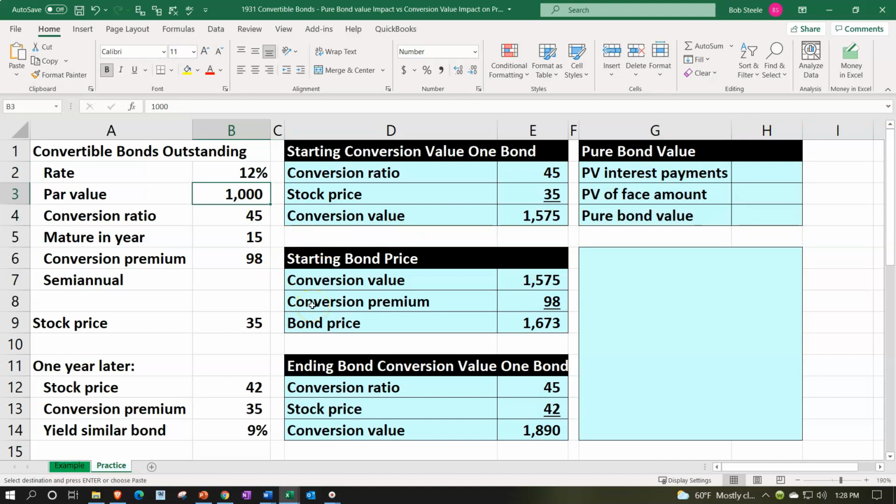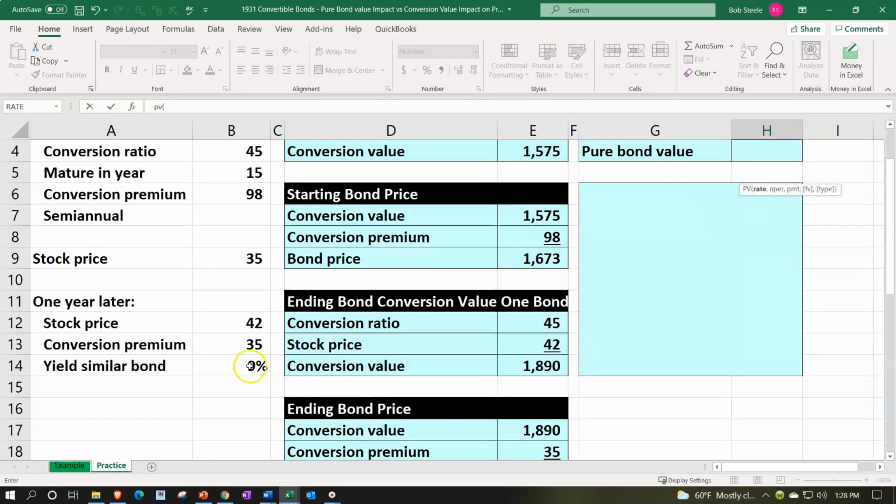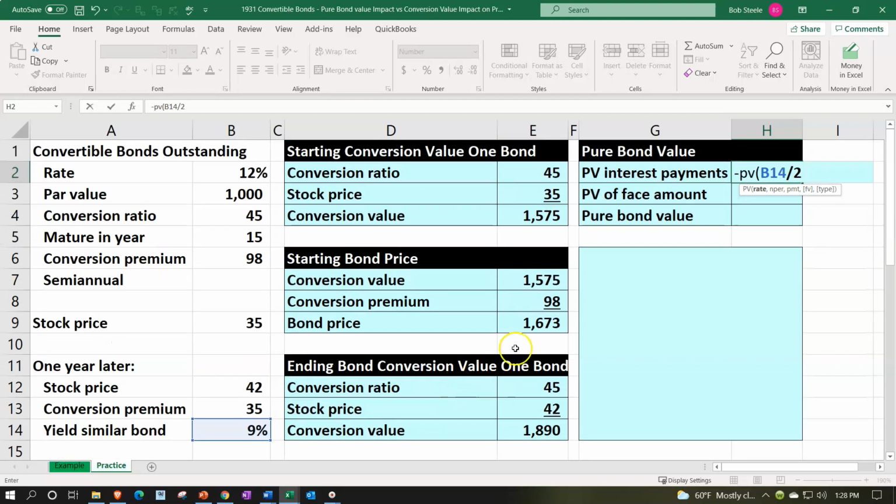Now we're going to do this fairly quickly because we've seen this in the past, and we have a whole section on bond calculations and a whole section on present value calculations. So if you want to review those, take a look at those sections. So we're going to take present value of the interest payments first, negative present value, shift 9. The rate is going to be that 9%. But they're semi-annual, so I'm going to take the 9% divided by 2 because we need 6-month time periods.